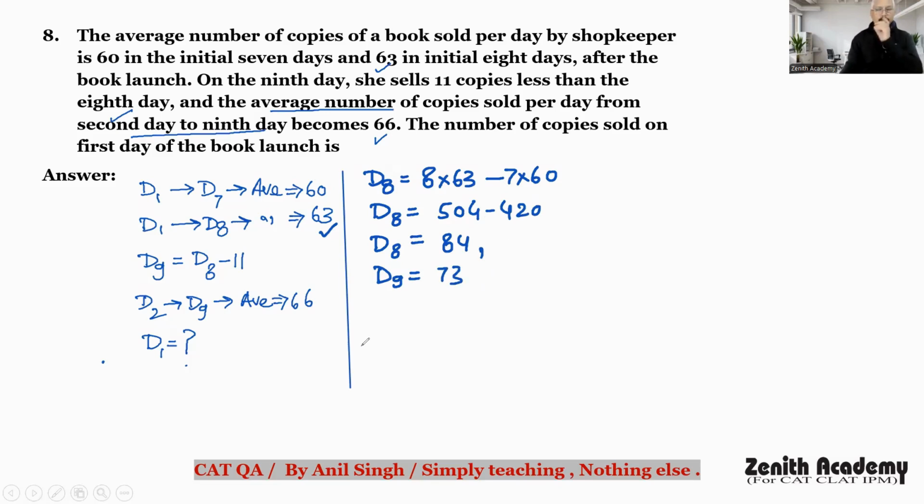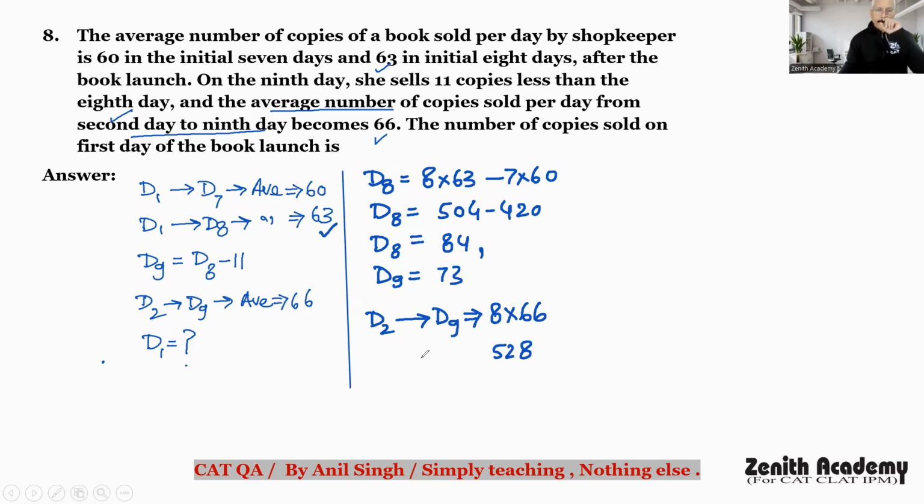Okay. Now day 2 to the ninth day, the average of the total number of copies sold is given 66. So here the total copies sold from day 2 to day 9 is 8 into 66. Day 2 to day 9, the total number of days is 8 and the average is 66. So the total copies sold 8 into 66. So this is 8 6 48, 8 6 48 plus 4, 528.